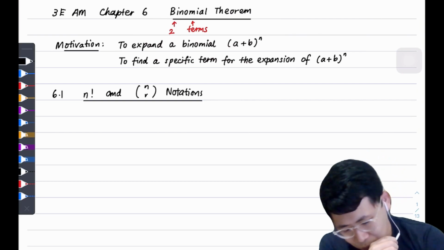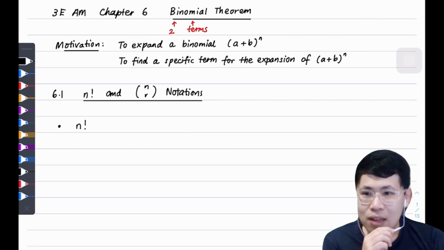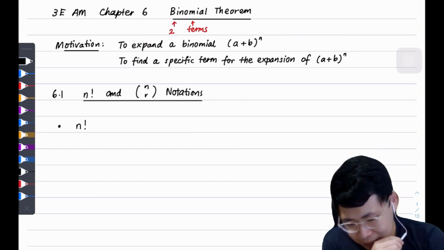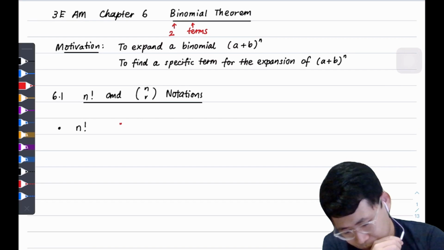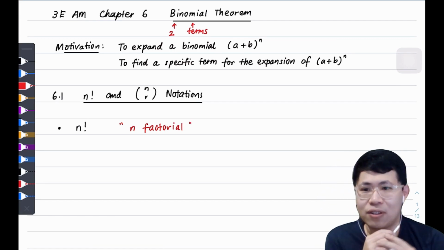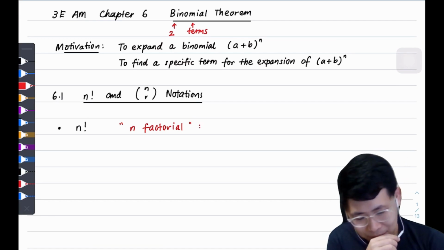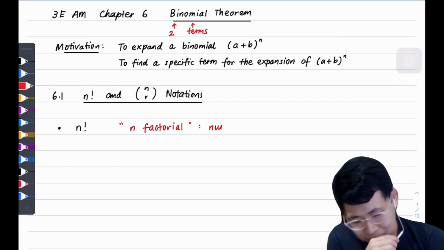The first one that I'm going to introduce to you is this one. What is this actually? We pronounce this as n factorial. So what is n factorial? What does it really mean? It is the number of ways to arrange n items.